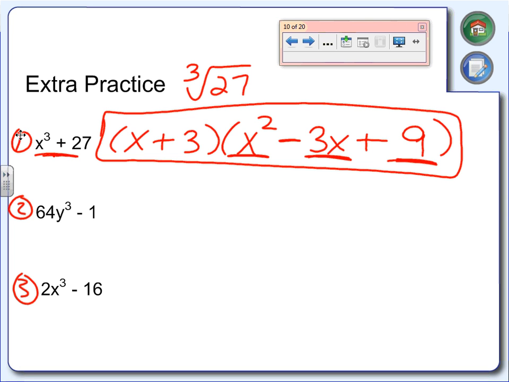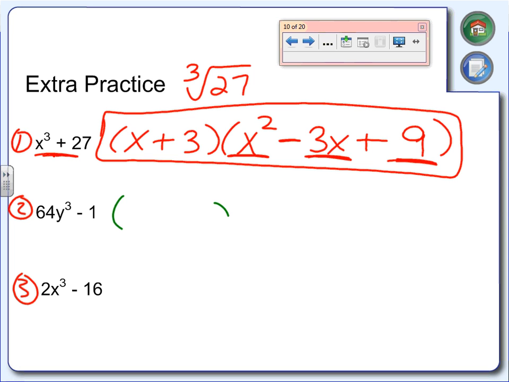Let's try another one. Look at number 2. Number 2 has 64y to the third minus 1. First thing we're going to look for is GCF. Do we have a GCF on number 2 here? No, no GCF. So now I'm going to try that difference of cubes. And I say difference because this one has subtraction in it.